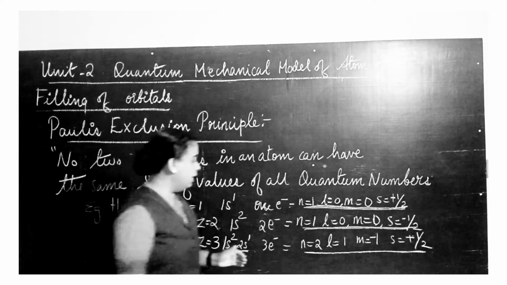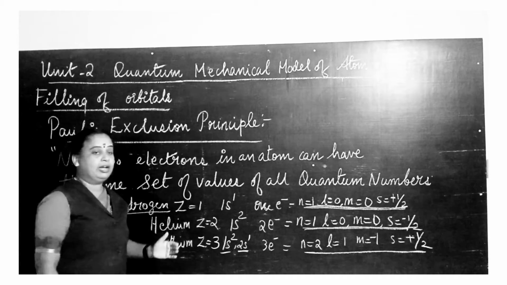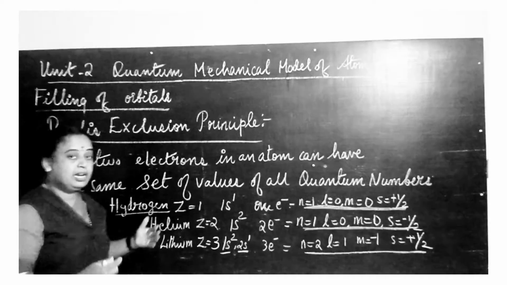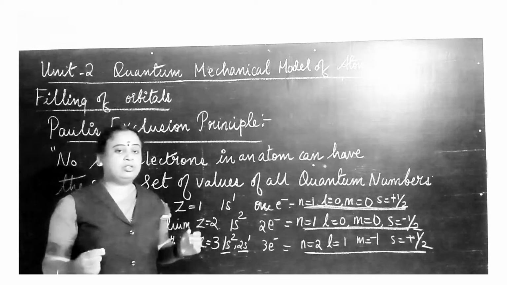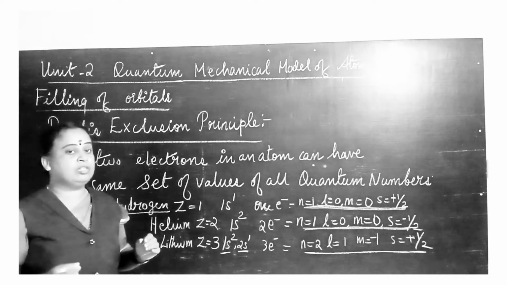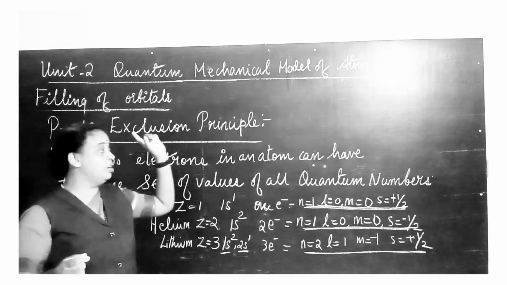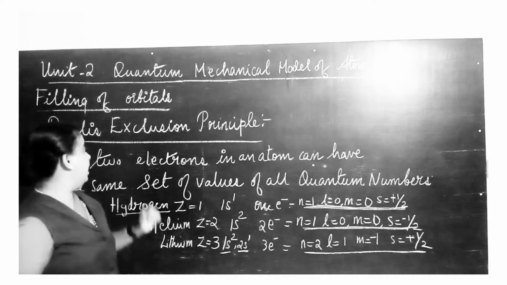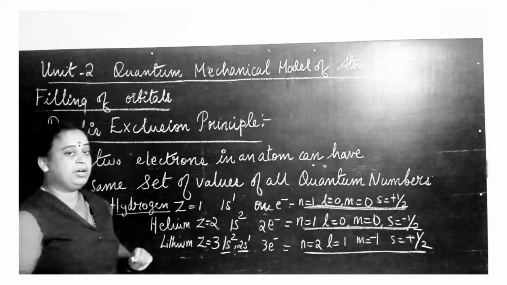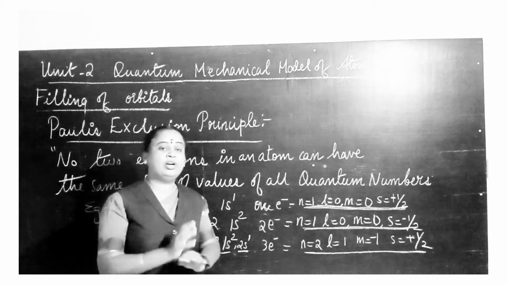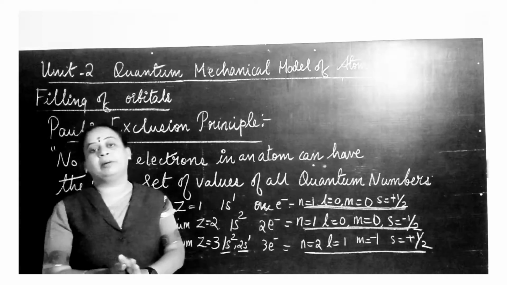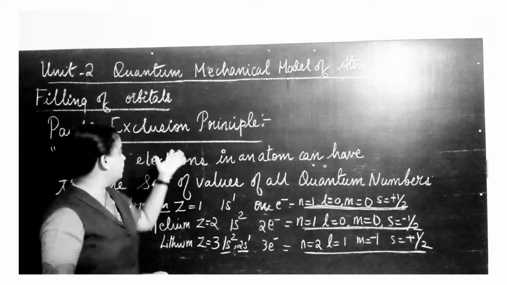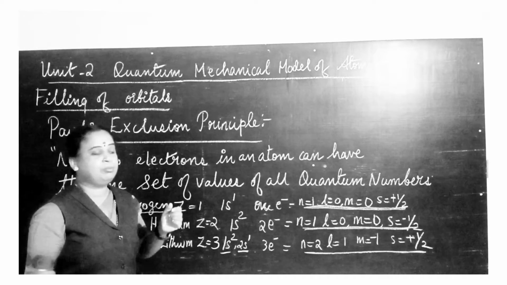Okay. So here, as the atomic number increases, the number of electrons in the atoms also increases. So the electrons in the orbitals are filled in accordance to the increasing order of energy. That is your Aufbau principle. And according to Pauli's exclusion principle, these electrons will not have the same values of all the 4 quantum numbers.